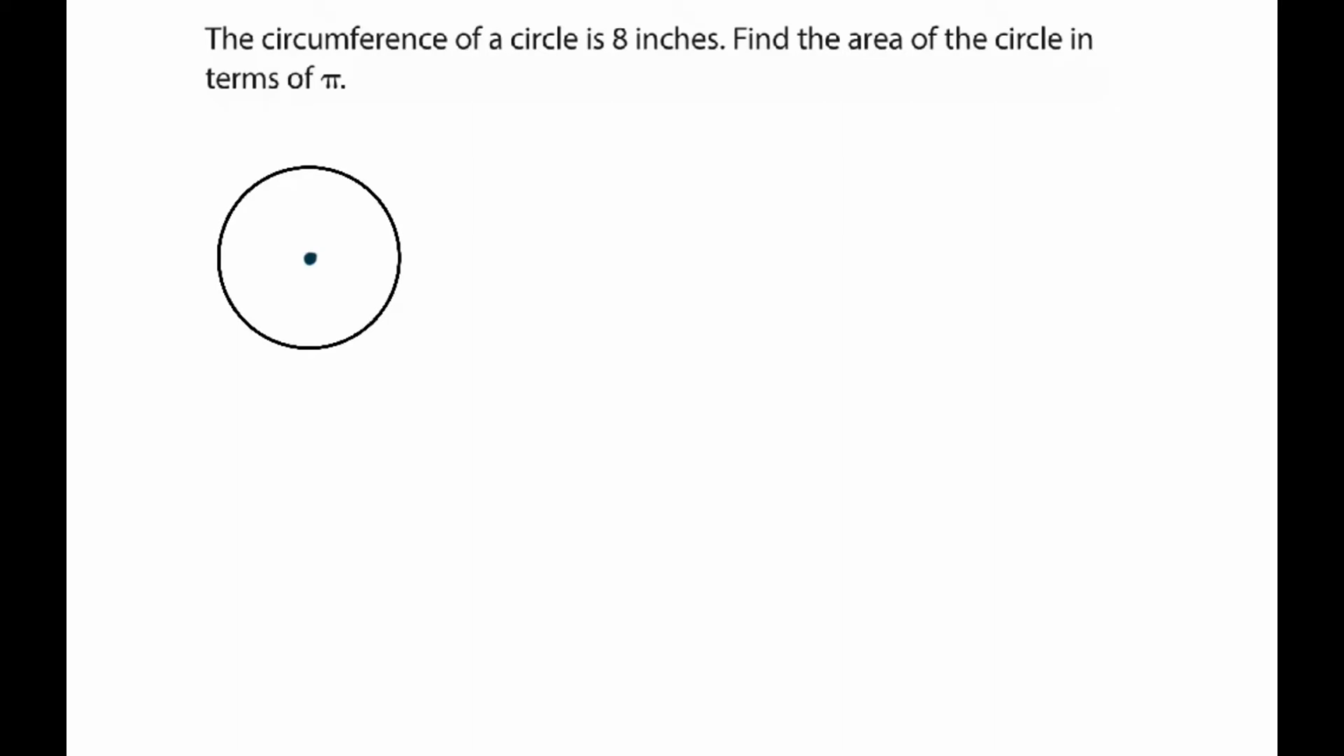So for this problem, it involves the circumference and the area of the circle. That means we need to recall both formulas. Let's talk about circumference first. Circumference equals pi times diameter, or pi times 2 times radius. Because we need to find the area, it's easier if we use C equals pi times 2 times r.